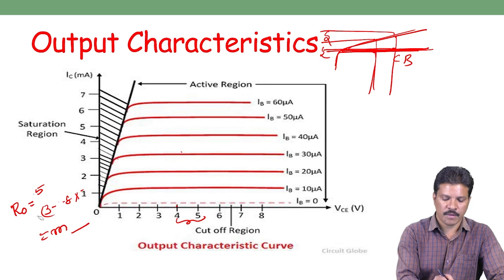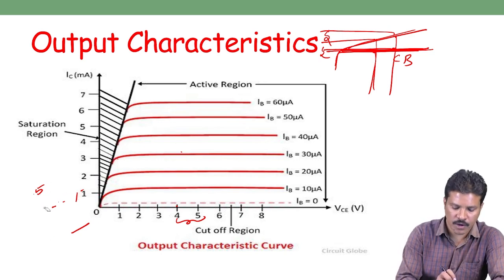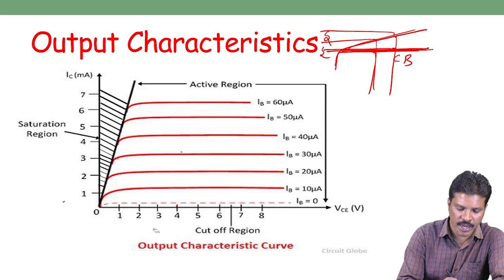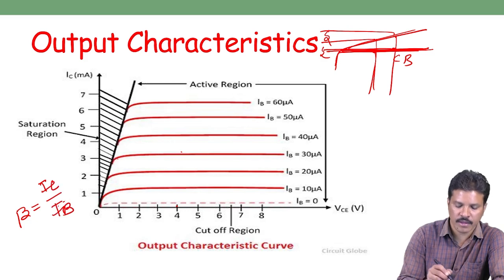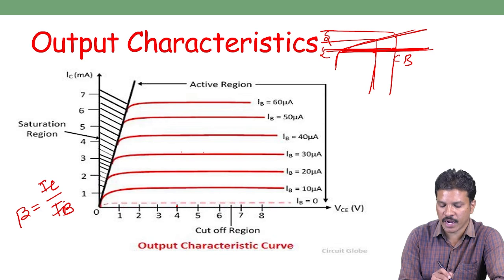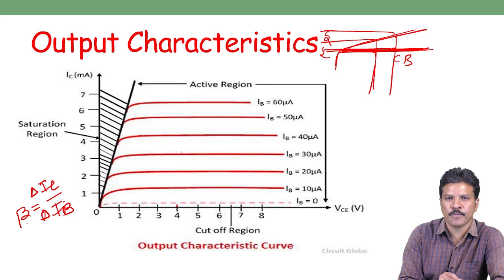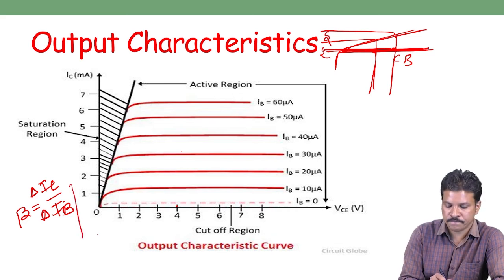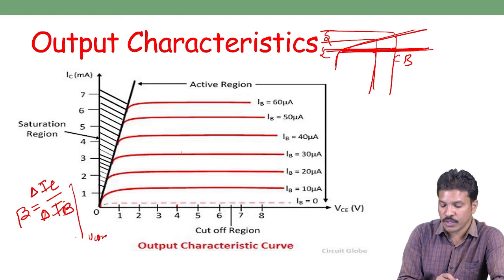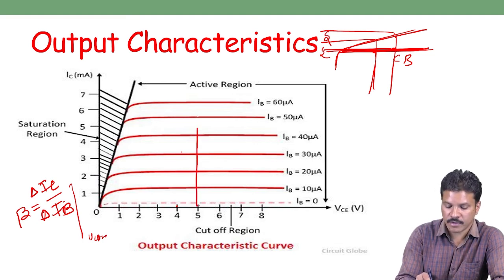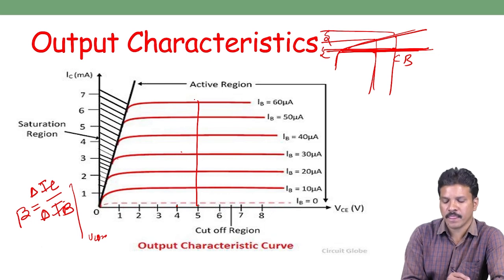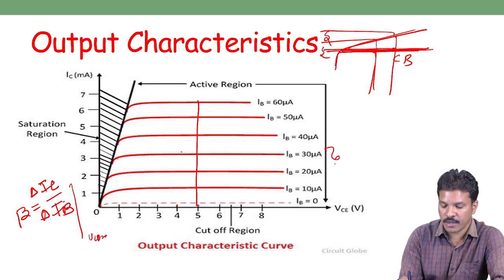And another one is gain. How to measure the current gain? Current gain in the common emitter is called beta. Beta is equal to output current IC by input current IB. So this beta can be measured from the output characteristics. What is beta? Change in output current over change in input current, keeping the output voltage constant. So if you take this constant output voltage line, what is the corresponding input current?